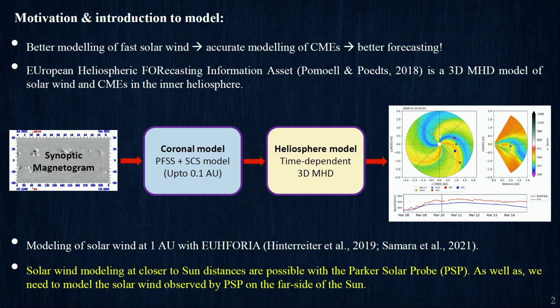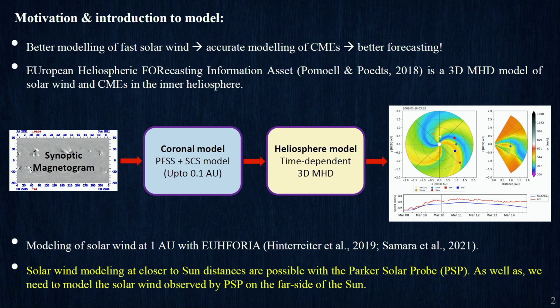And to model the solar wind, we are using EUHFORIA, which is a 3D MHD model. It basically takes the synoptic magnetogram as input to the coronal part, which simulates the plasma conditions at its inner boundary, which is 0.1 AU. And this plasma condition is fed as input to the heliosphere model, which then simulates the time-dependent evolution of the plasma parameters up to 2 AU.